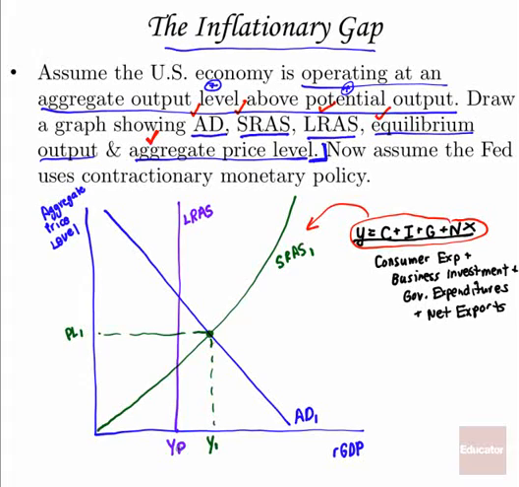Now assume the Fed uses contractionary monetary policy. We'll graph this later, and I'll re-graph this here, but I'll show you exactly what you would have to do. If contractionary monetary policy is used, then the government is going to sell government securities, and interest rates are going to go up, and therefore consumption and/or investment is going to go down. So you take a look here, consumption or business investment goes down. As a result, the aggregate demand will shift to the left. So that's what happens when contractionary monetary policy is used.